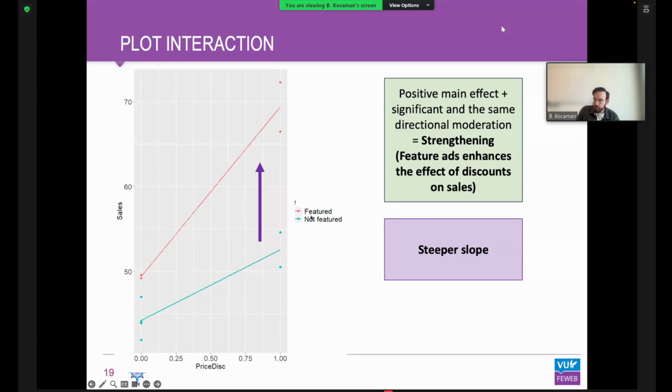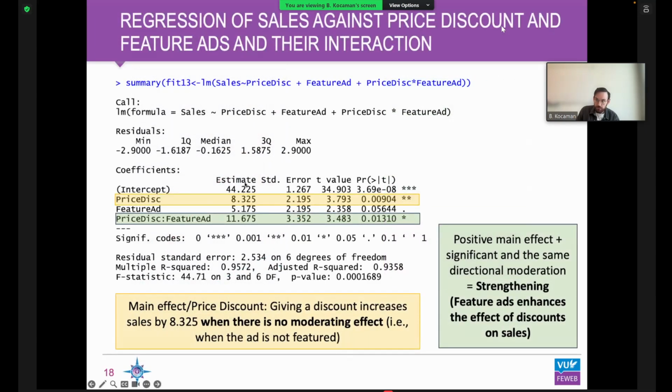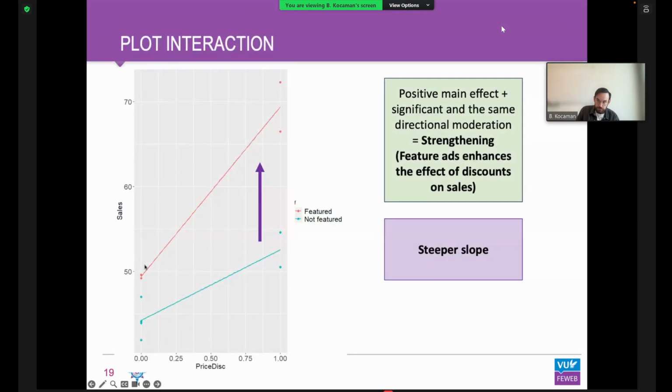And then this one is when the product is featured in the flyer. So for that dummy, you have a 1. So this is actually 44.225 plus 5. You don't have a discount, but you only have the feature ads. And then you can basically calculate this. This is 1, 0. So 1 for the price discount, but 0 for the featured ad. And then this is the 1, 1 case where both of the dummies are 1.